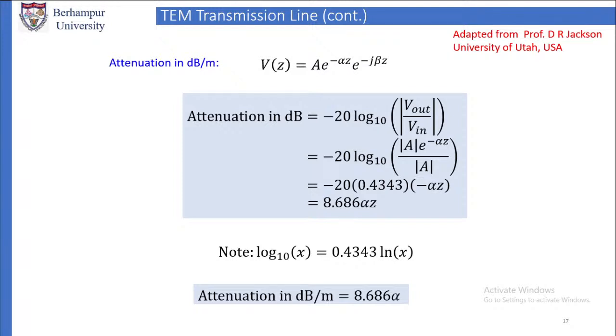A cancels out. Now log 10 exponential minus alpha z, that you can write as minus 20 into 0.4343 into minus alpha z. As you know, log 10 x is equal to 0.4343 into log natural x. Therefore, attenuation in dB per meter is equal to 8.686 into alpha.